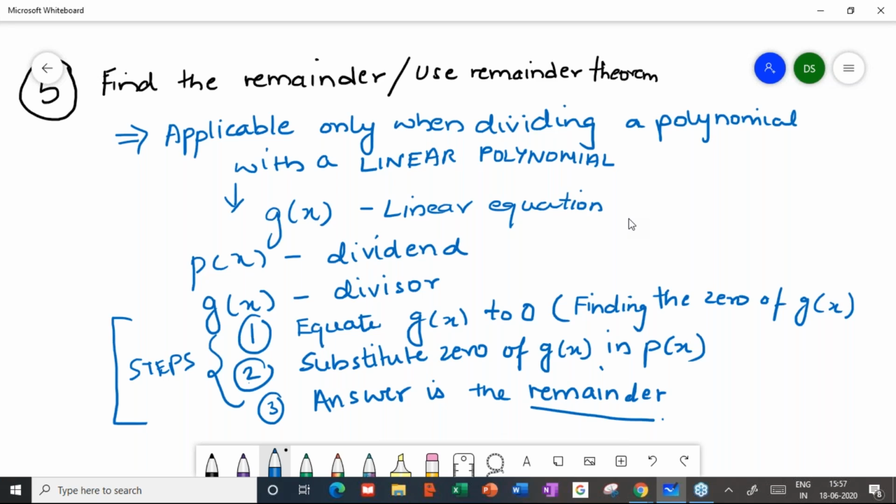This is just a short trick of doing it, or a short easy way of remembering what to do. So don't get confused or lost when you see the words remainder theorem and then be like, oh, what is the remainder theorem? Very simple, just break it down. Remainder theorem means they want you to find the remainder. How will you find the remainder? You equate g of x to 0. Then you substitute that value in p of x. On solving, you will get a constant. That constant will be your remainder. And this is applicable only when g of x is a linear polynomial.